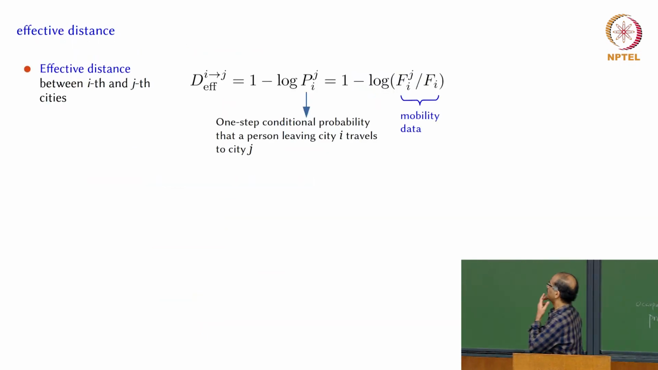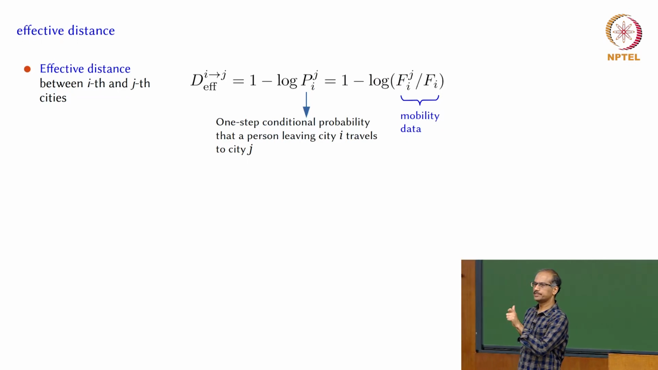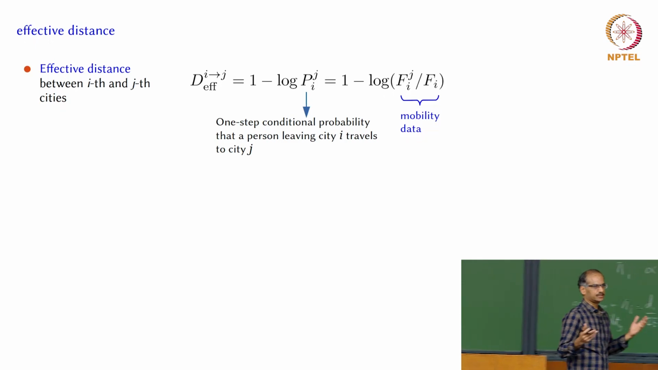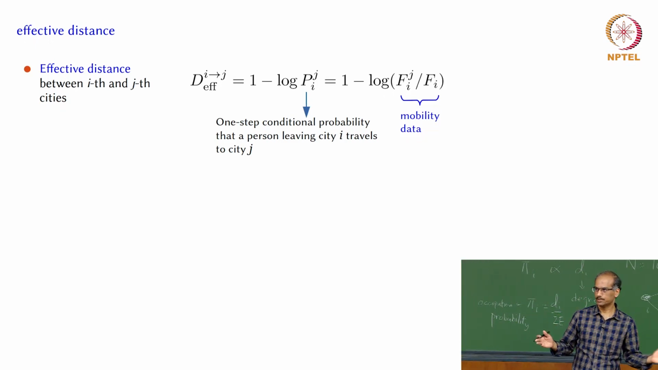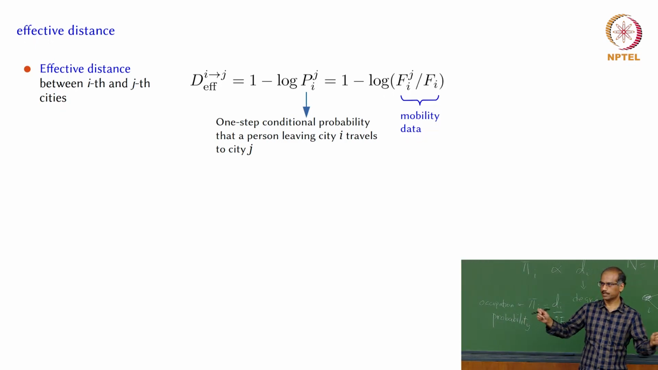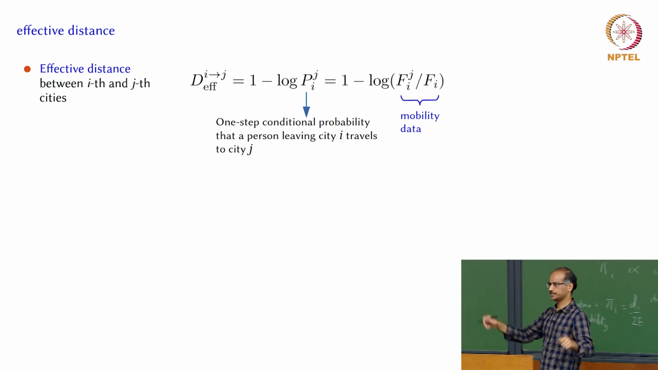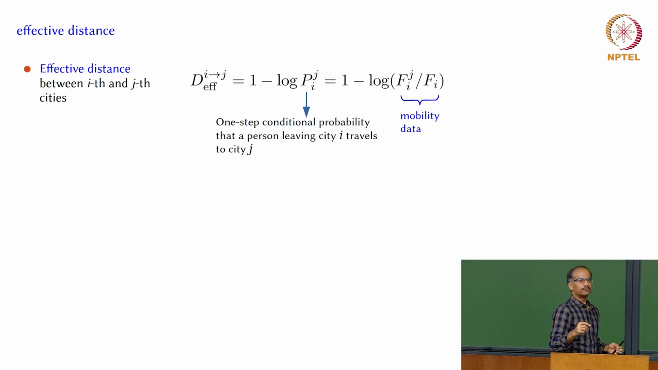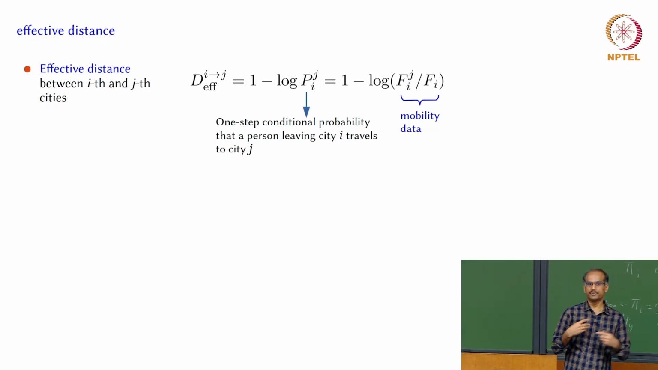So the key idea here is the effective distance between any two cities. There is a geographical distance, say between Bombay and Ahmedabad, so there is some number given as the geographical distance between city A and city B. But this effective distance takes into account how many people are traveling between these two cities.